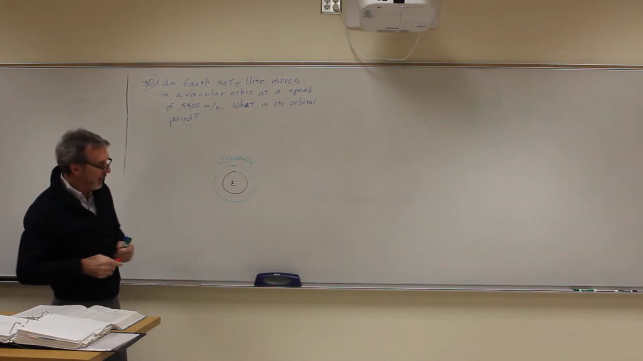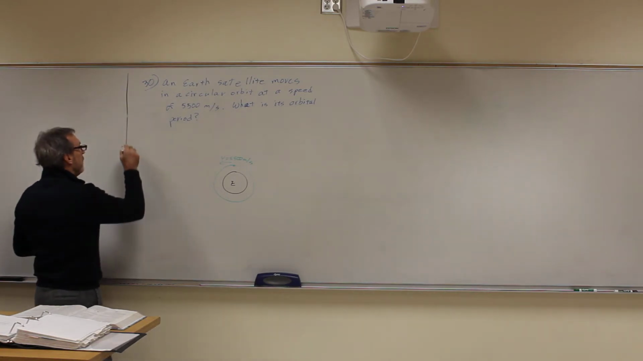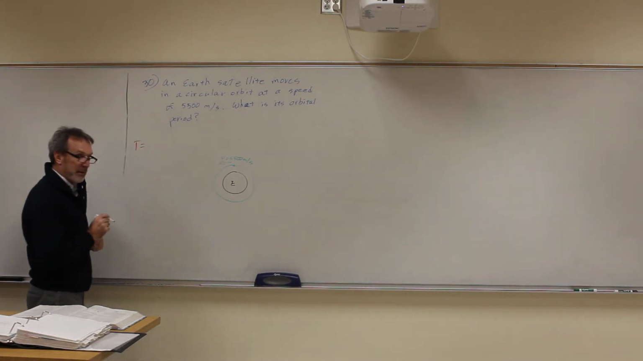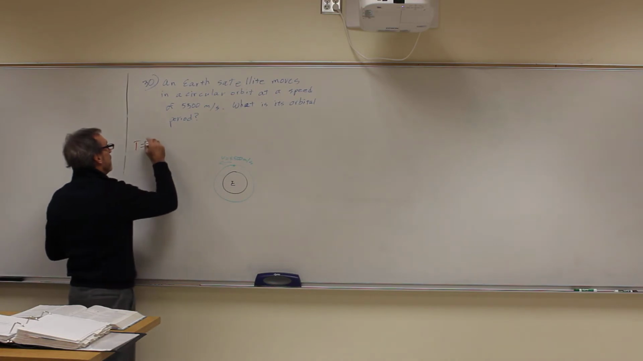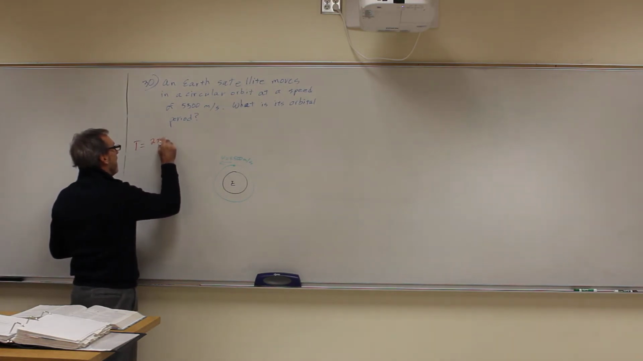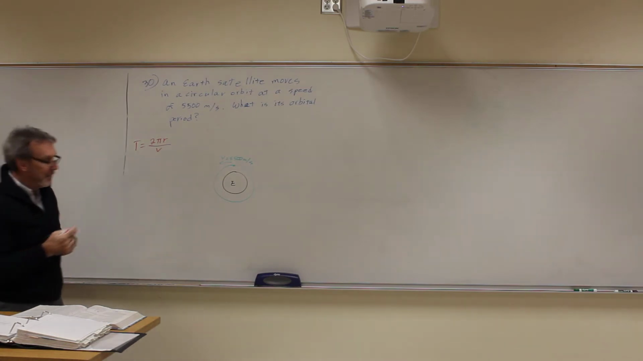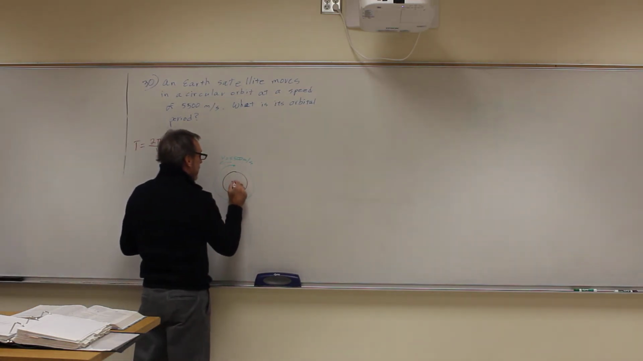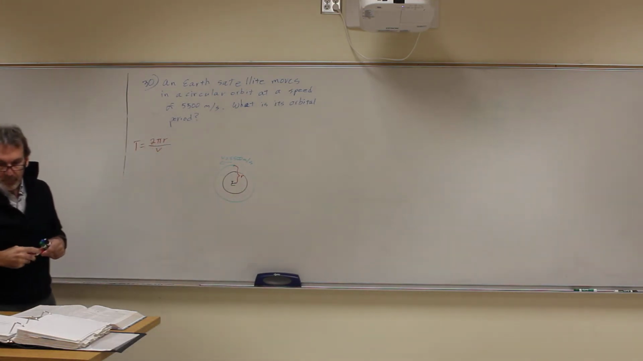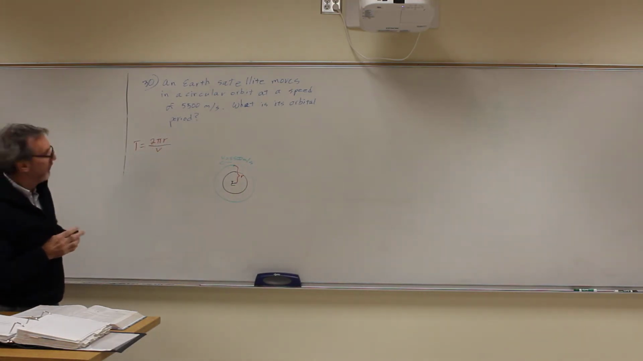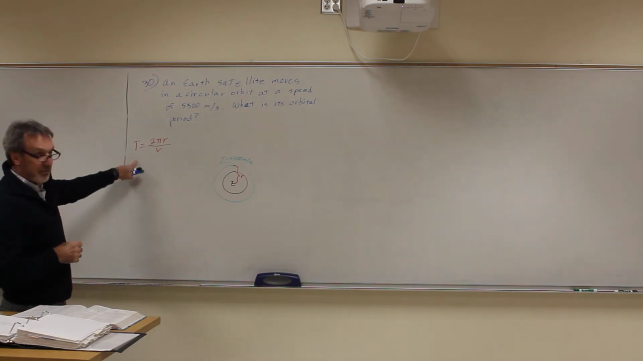Well, to get its period, there's two ways to do it. We can do this way. We know that the period is just equal to the distance it travels, 2 pi r, because it's going in a circle, divided by the velocity. But we don't know what r is. This is the distance r, right here. So if we don't know what r is, then we can't use this directly.